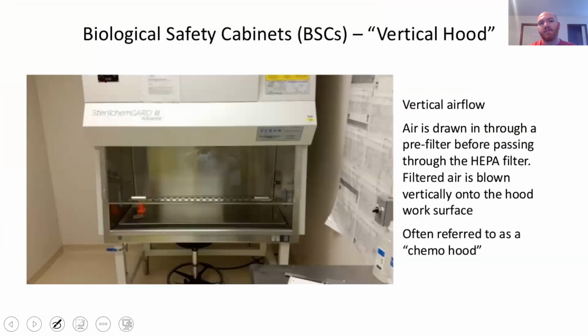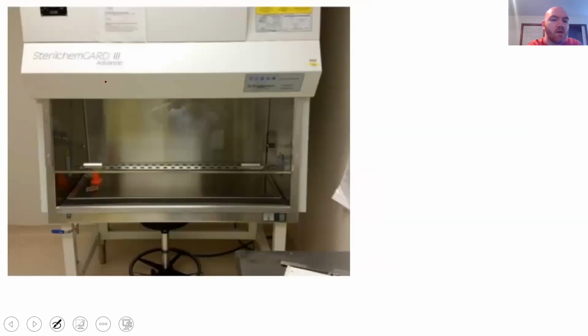So the next type is biological safety cabinets or BSCs. These are vertical hoods. In medicine, you're going to see double isolation hoods. That means that things on the outside of the hood aren't going to go in, things on the inside of the hood aren't going to go out. So it's two directions of isolation, double isolation hood. Normally these are called chemo hoods because they're suitable for hazardous compounding.